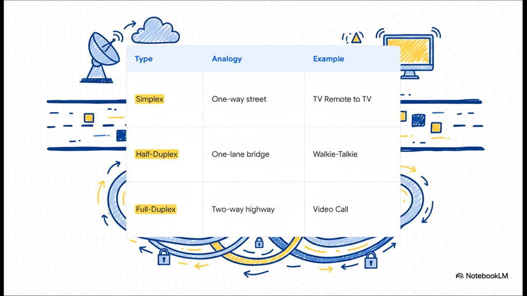Next is half-duplex. Think of this as a narrow bridge where only one car can pass at a time. A walkie-talkie is the perfect example. You talk, then you listen. You can't do both at once. And finally, the one we use all the time is full duplex. This is a proper 2-way highway. Data flows in both directions at the same time, which is why you can talk and see your friend during a video call.